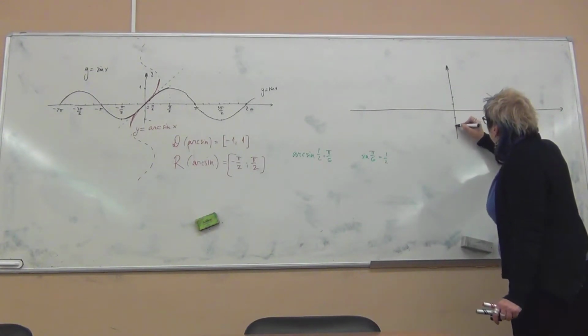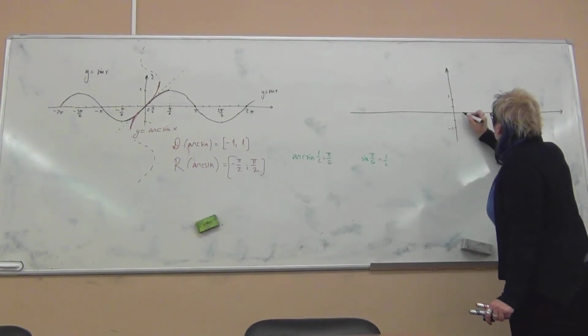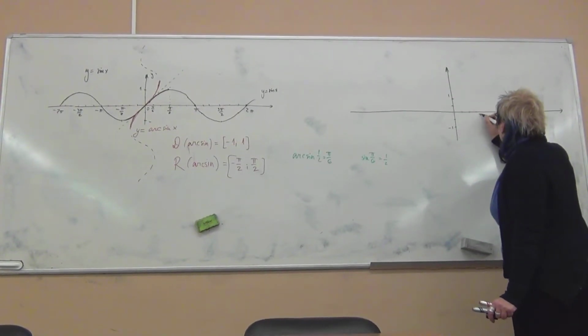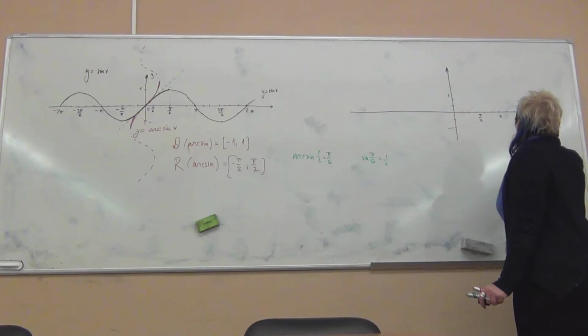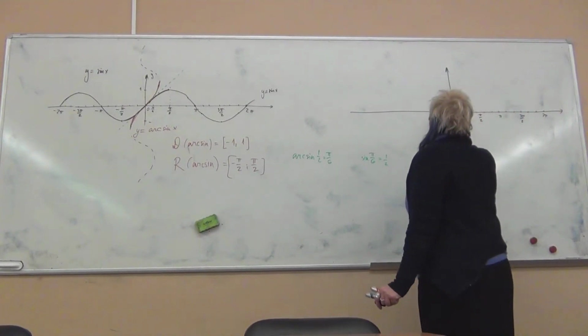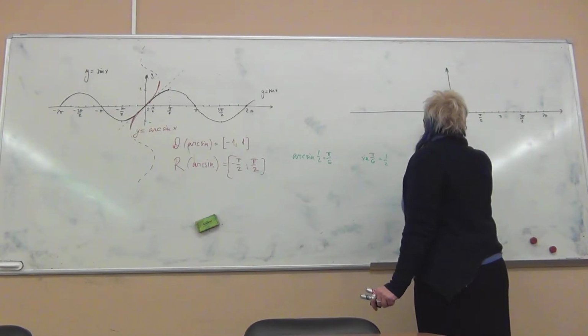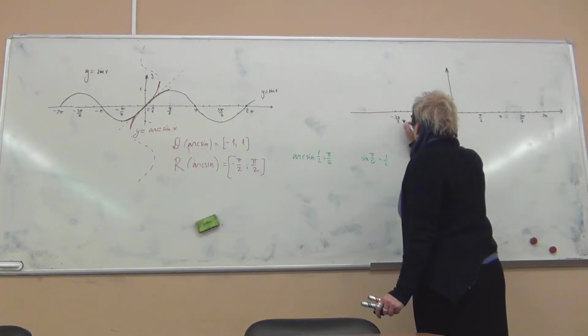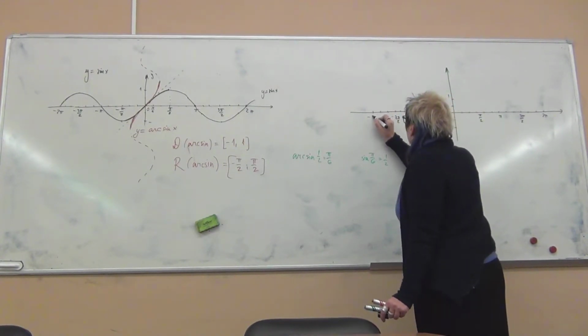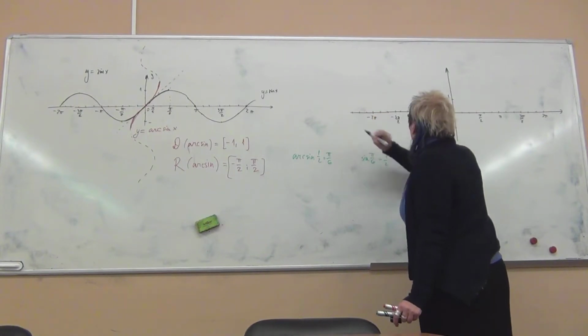So if this is 1, minus 1, 1, 2, 3, pi half, 1, 2, 3, pi, 1, 2, 3, 3 halves of pi, 1, 2, 3, 2 pi, 1, 2, 3 minus pi half, 1, 2, 3 minus pi, 1, 2, 3 minus 3 halves, 1, 2, 3 minus 2 pi, and so on.